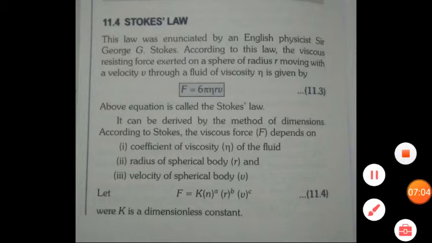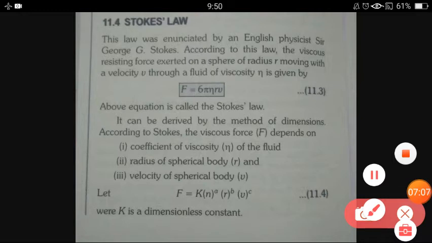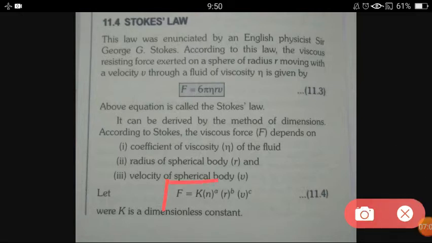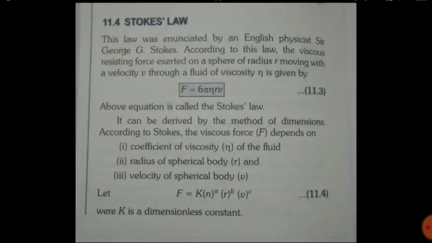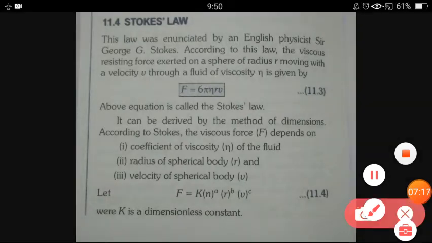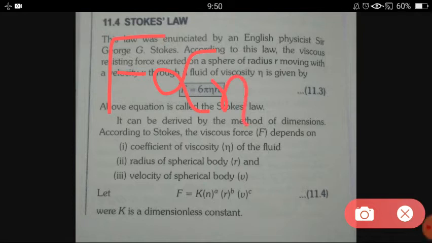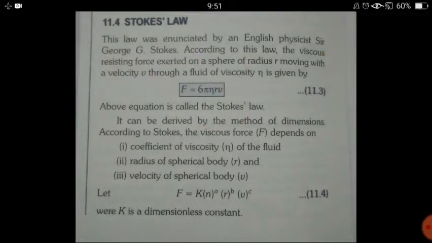So when we are solving it by the dimensional method, we all know that first we have to write it like this. We will write that F is directly proportional to eta to the power a, r to the power b, and v to the power c. First we will write this one. Then we have to remove the proportionality sign. To remove that we will introduce one constant.